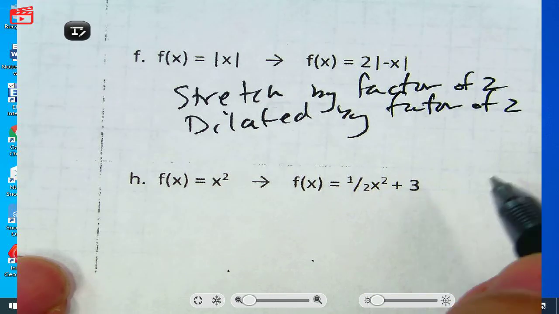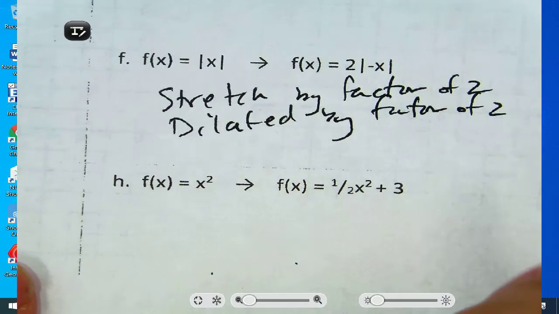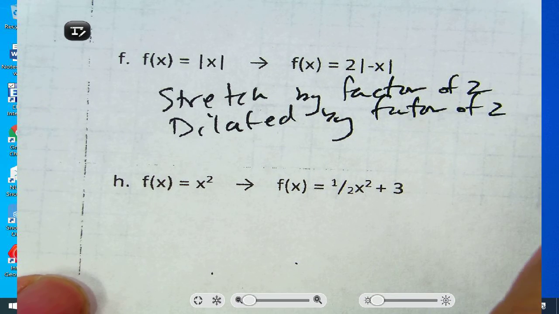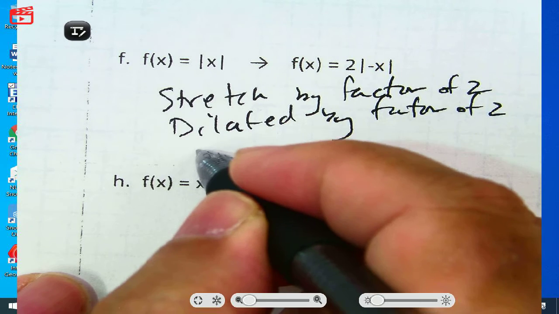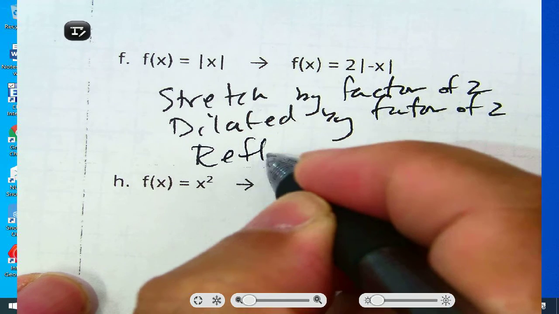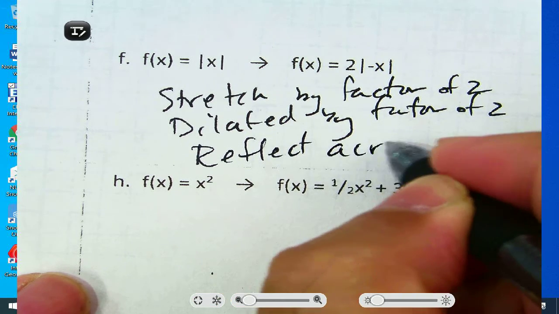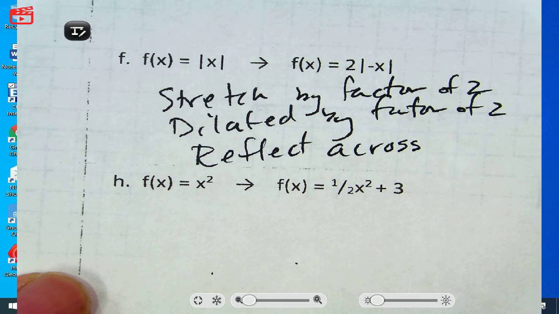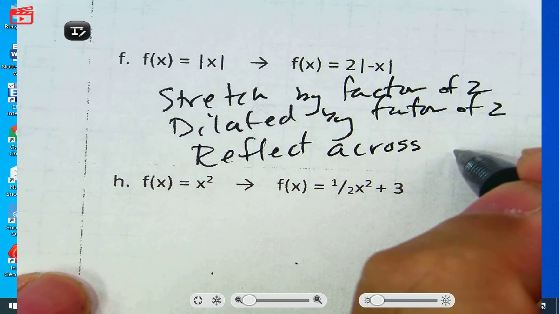You don't have to have both, you just have to have one. And what's that negative sign do inside? It's a reflection across which axis? The y-axis.